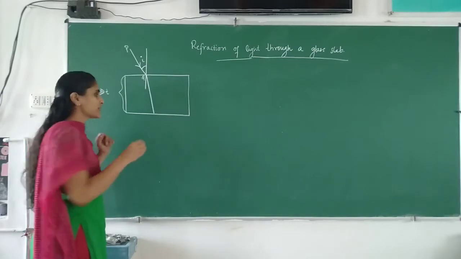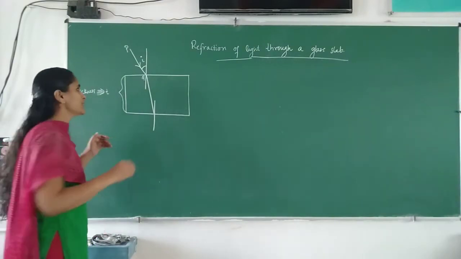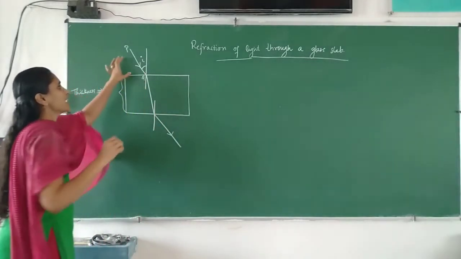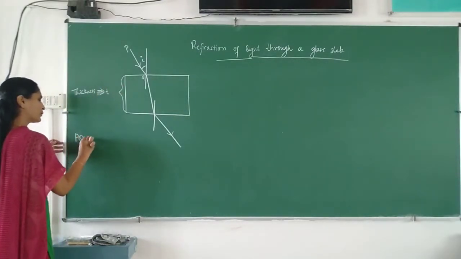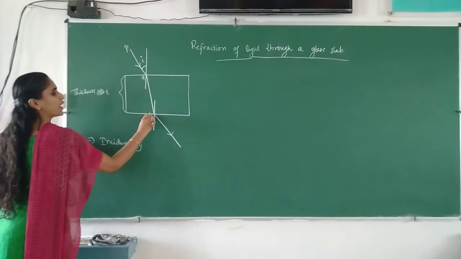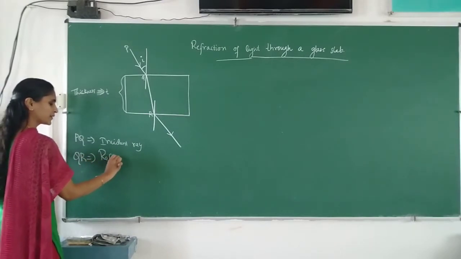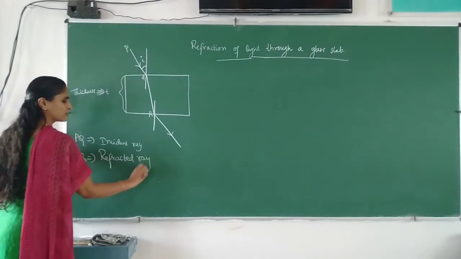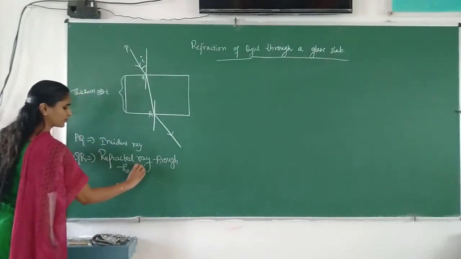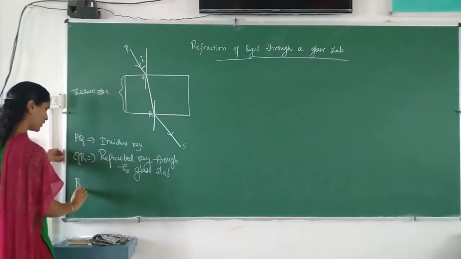Again, when it reaches here, it is traveling from denser to rarer medium, so it will bend away from the normal. So PQ is the incident ray, and QR is the refracted ray through the glass slab, and RS is the emergent ray.